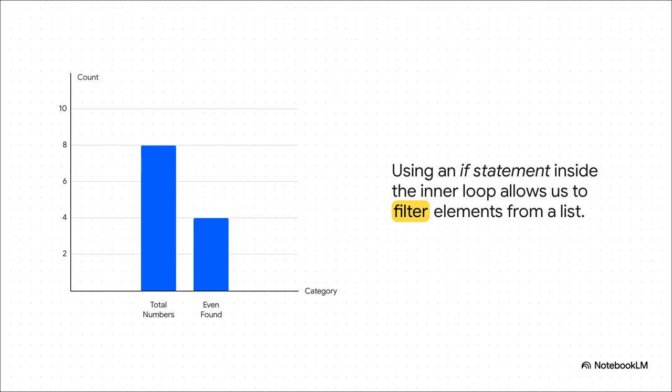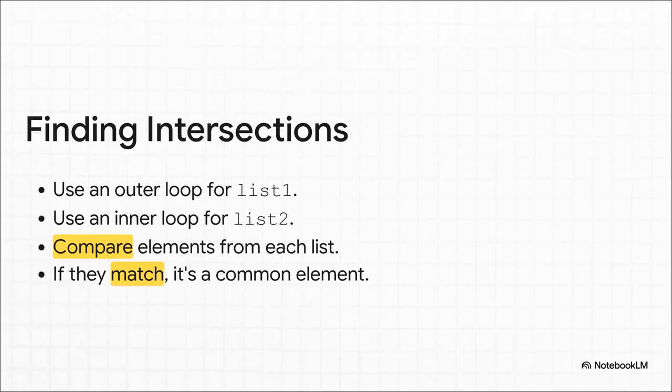Here's another super common problem this solves perfectly: finding out what 2 different lists have in common. The logic is just a perfect fit. The outer loop grabs one element from the first list and holds on to it. Then, the inner loop just races through the entire second list, comparing that one element to every single thing in the second list. If it finds a match, bam, you found an intersection.